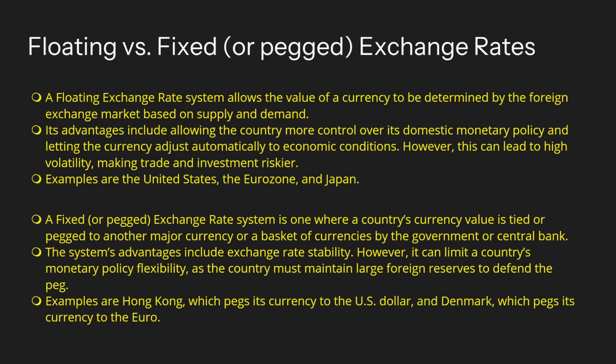The system's advantages include exchange rate stability, which promotes international trade and investment by reducing foreign exchange risks. However, it can limit a country's monetary policy flexibility, as the country must maintain large foreign reserves to defend the peg. Examples of countries using a fixed exchange rate system include Hong Kong, which pegs its currency to the US dollar, and Denmark, which pegs its currency to the euro. And several African countries, particularly in West and Central Africa, use pegged exchange rate systems that tie their currencies to the euro.